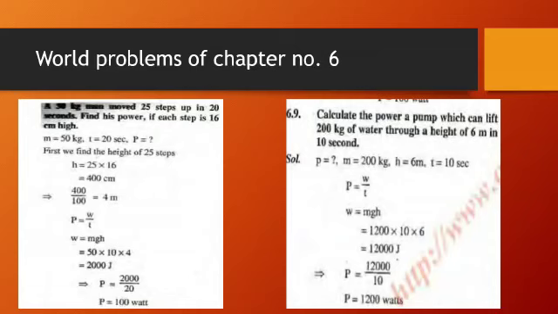Coming to 6.9, calculate the power of a pump which can lift 200 kg of water through a height of 6 meters in 10 seconds. So power you have to find. Mass is given, 200 kg, height is 6 meters, and time is 10 seconds. So power is equal to work done over time. Work done is mgh, m is 200, g is 10, and h is 6. So you will get 12,000 joule, and for power you will divide work done over time. So 12,000 over 10 will give you 1200 watts, which is power.